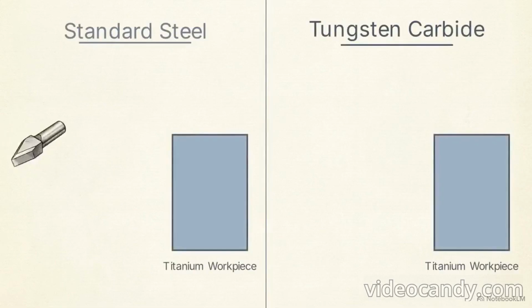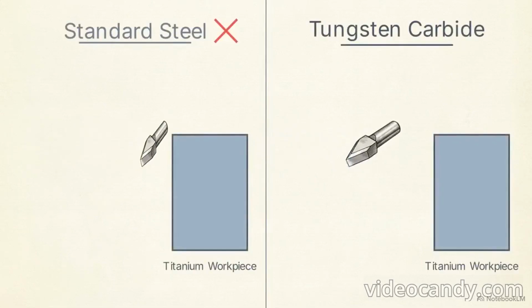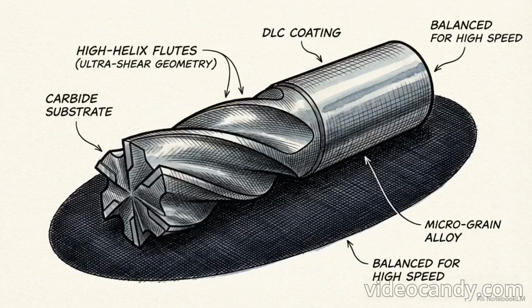Then there is a strict material science constraint. The cutting tool must possess a significantly higher hardness scale than the workpiece. If it doesn't, the tool will immediately deform upon impact. Watch what happens with an inadequate hardness differential.